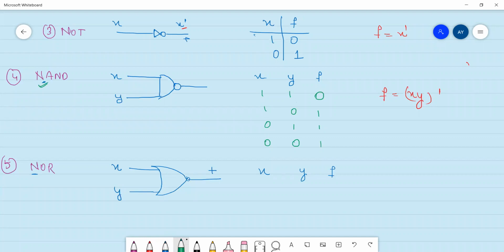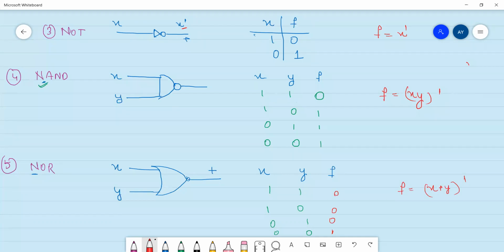Same thing, 1 1 1 0 0 1 0 0. So what is the truth table for this? It is negation of OR. So what is OR? Whenever you have two false, it is false, otherwise it is true. So whenever you have two false, that is if you have 0 0, you'll have 1, rest of the elements are zeros. Okay, now coming to the formula, F is equal to same thing, x plus y whole dash.